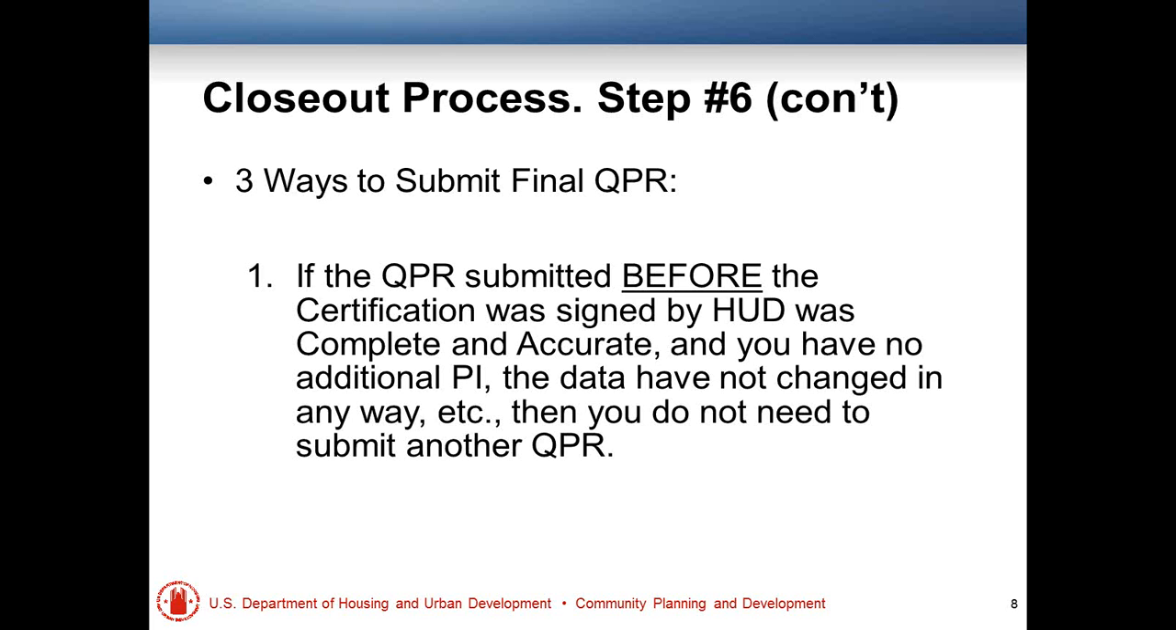The first one is if the QPR that you submitted is before the certification was signed by HUD, and that QPR was what's called complete and accurate, meaning all the information for your NSP program is completely in there and it's accurate, and you have no additional program income, and nothing has changed, no major or minor changes, no additional PI, then you do not need to submit another QPR. Basically, that QPR you submitted right before the certification becomes your de facto final QPR. Again, if no additional program income and no data has changed, that QPR was your complete and accurate QPR.